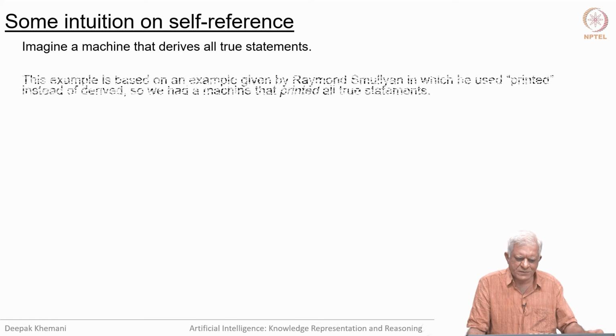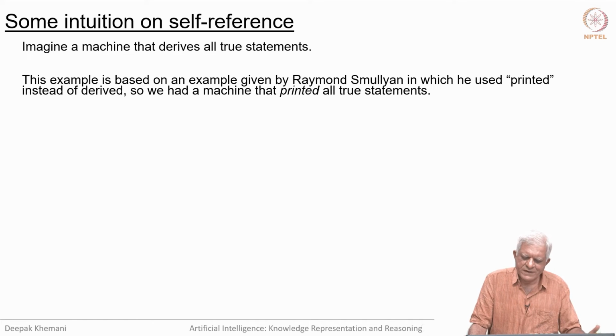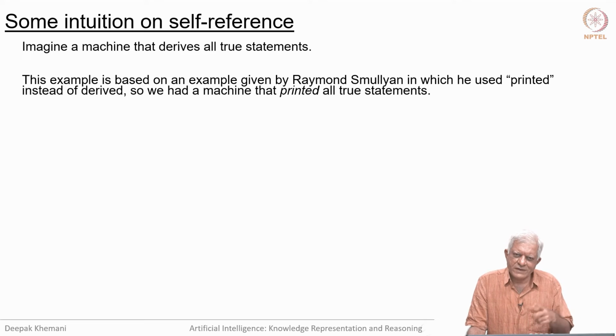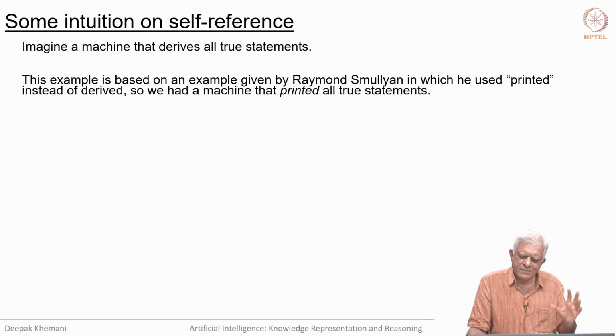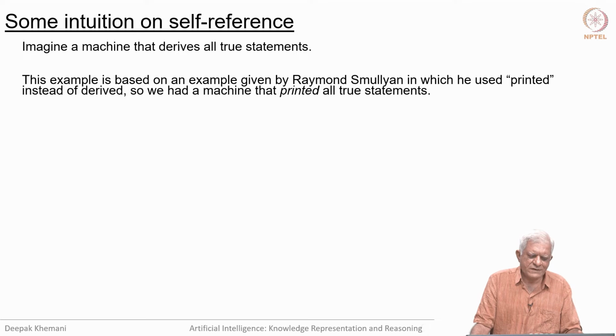The example that I am about to give you was given by Raymond Smullyan, whose books I would very strongly recommend that you go and look at. One of the books, Logical Labyrinths, I have already given a reference and a link to, but he wrote many other interesting books, essentially to do with logical puzzles. In the example that Smullyan gives, he used the word printed. So, he says imagine a machine which prints every true statement. It is like saying derive every true statement.